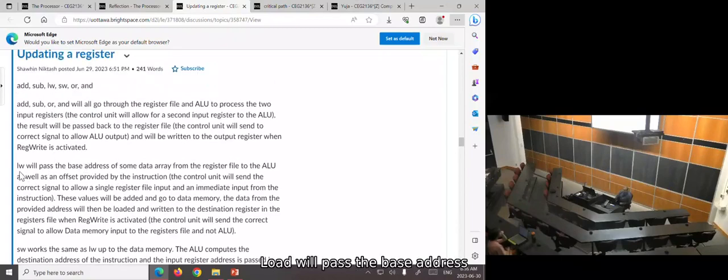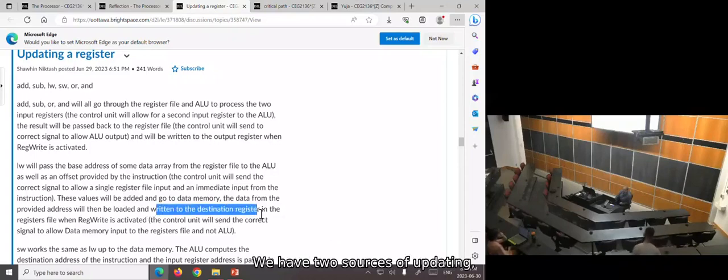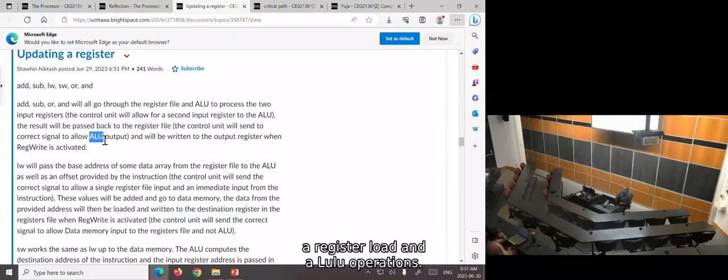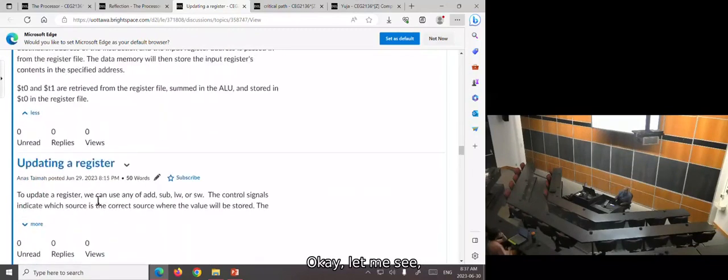That's good. Load will pass the base address from the register file to the ALU, okay, as well as an offset. And then these values will be added and go to the data memory. The data from the provided address will then be loaded and written to the destination. So we have two sources of updating a register, load and ALU operations. A store doesn't update a register, it updates the memory. Very good. Okay, good.